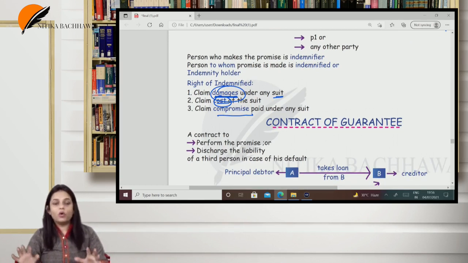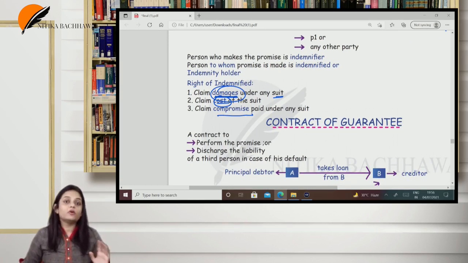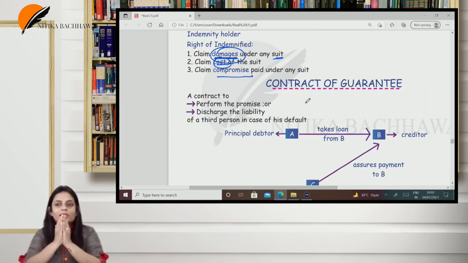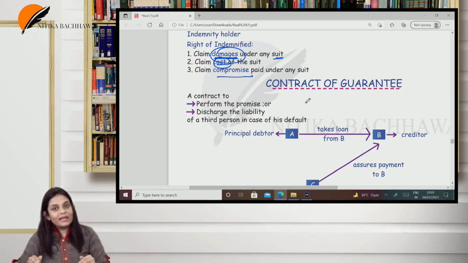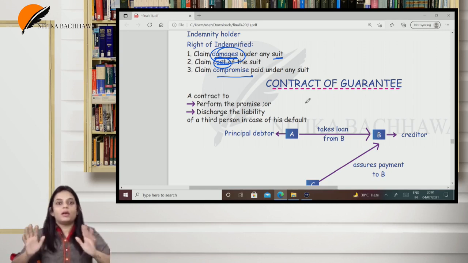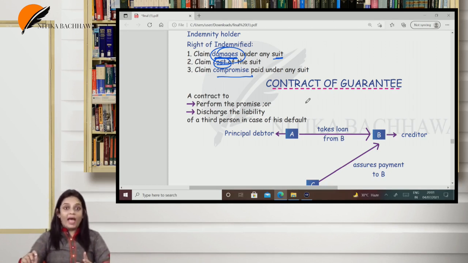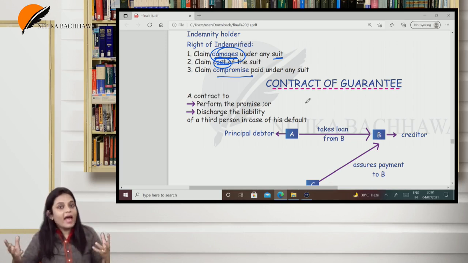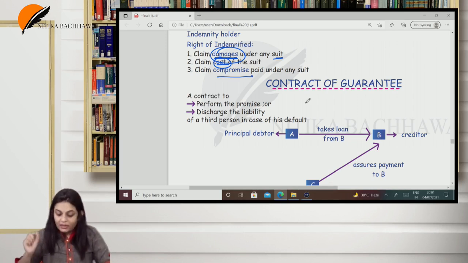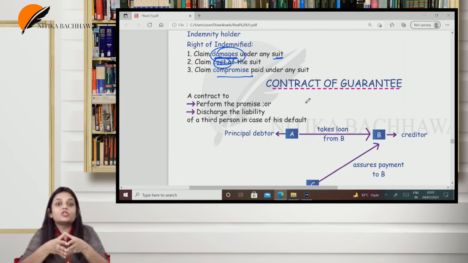Contract of guarantee. What is contract of guarantee? What do I mean by contract of guarantee? Now, this word guarantee, if I just give meaning to this word, it means an assurance. So when we say guarantee or a contract of guarantee, it is an assurance given by one to another person. To put it in simple terms, the word guarantee means an assurance. Similarly, when I say guarantee in relation to a contract, it means the same thing. It is an assurance given.